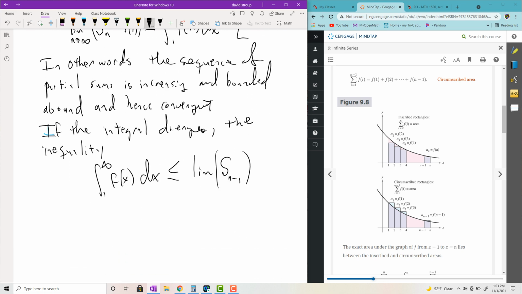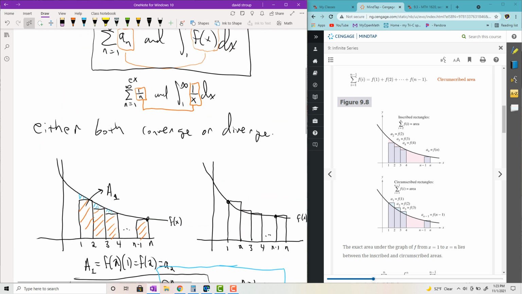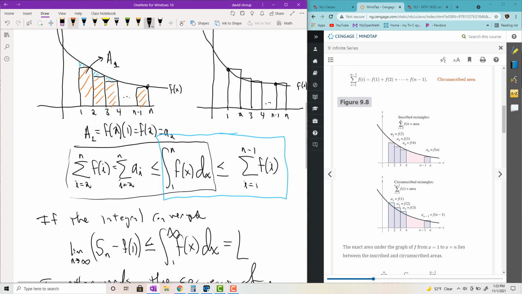So the fact that the integral on the left diverges implies the sequence of partial sums will diverge, and therefore the series will diverge. Basically that's it, right? It's from this kind of weird geometric observation that we're able to make these conclusions.